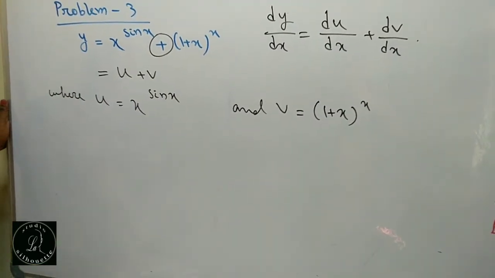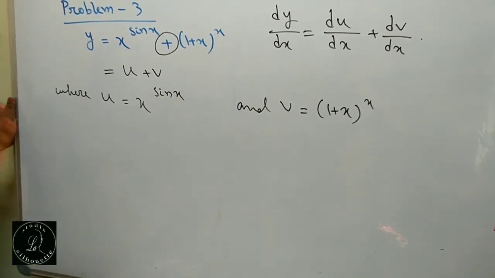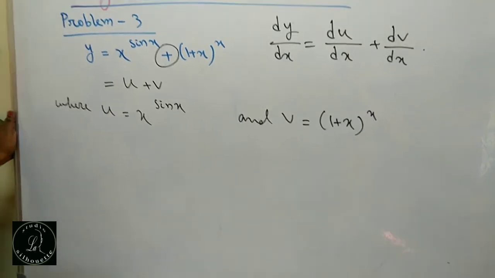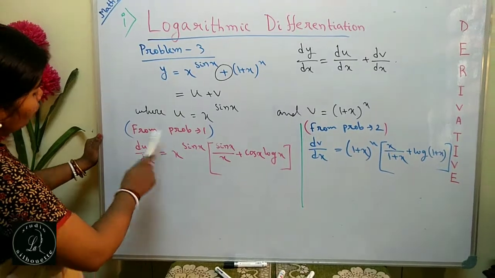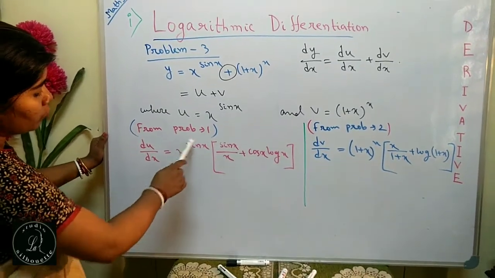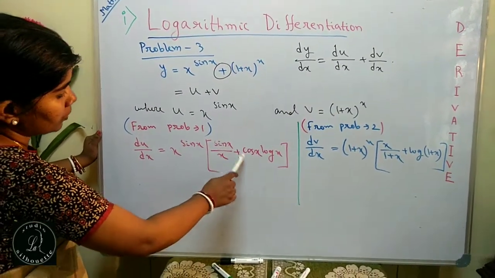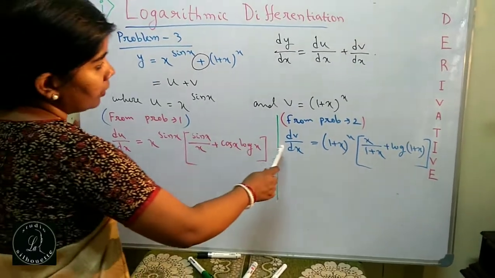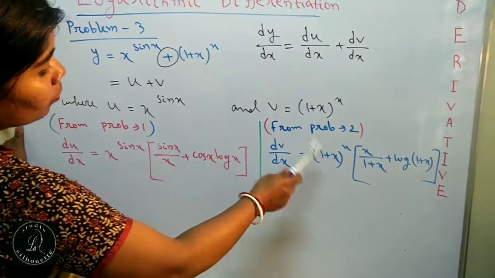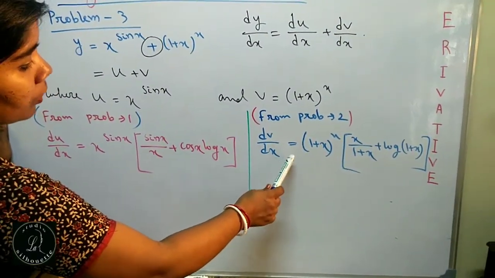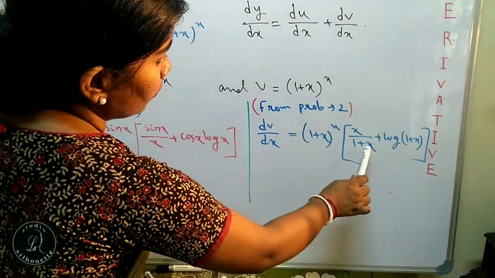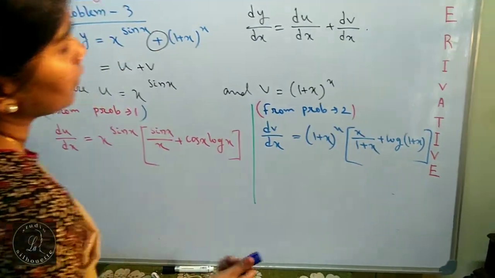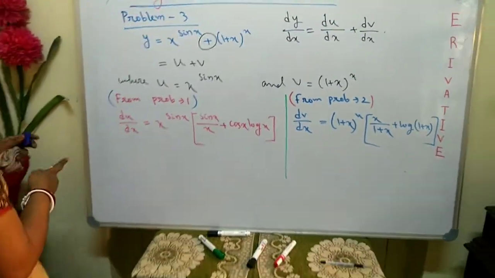So from there we will get the result of du/dx and dv/dx and we will substitute the values here. In problem number 1 we derived du/dx equal to x^(sin x) into (sin x/x + cos x log x), and in problem number 2 we derived dv/dx equal to (1+x)^x into (x/(1+x) + log(1+x)). So what is dy/dx here?